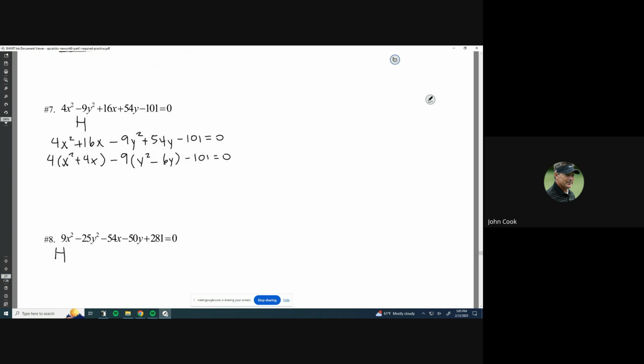Okay, and then complete the square. So 4, and then it'd be x plus 2 squared, minus 9, and then y minus 3 squared, minus 101 equals 0. Oops, sorry. Then 2 squared is 4, 4 times 4 is 16. And then 3 squared is 9, 9 times 9 is 81. But this is a negative 81. Okay, so we're going to add a negative 81. That's because of this little minus sign right here.